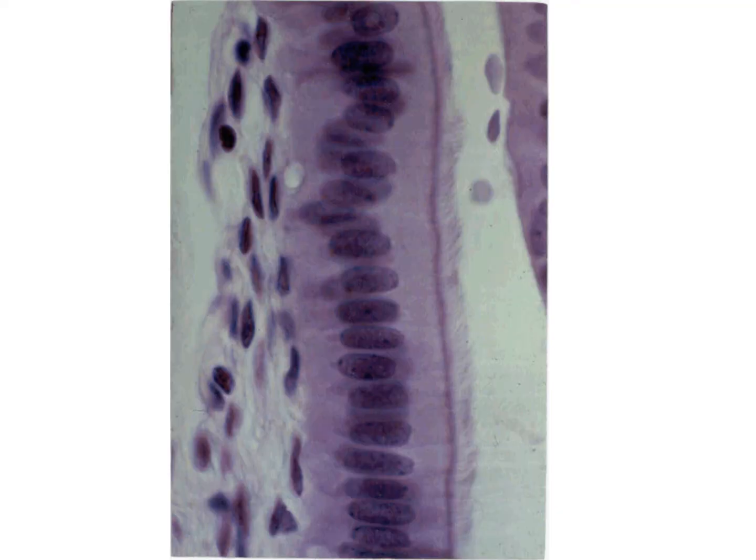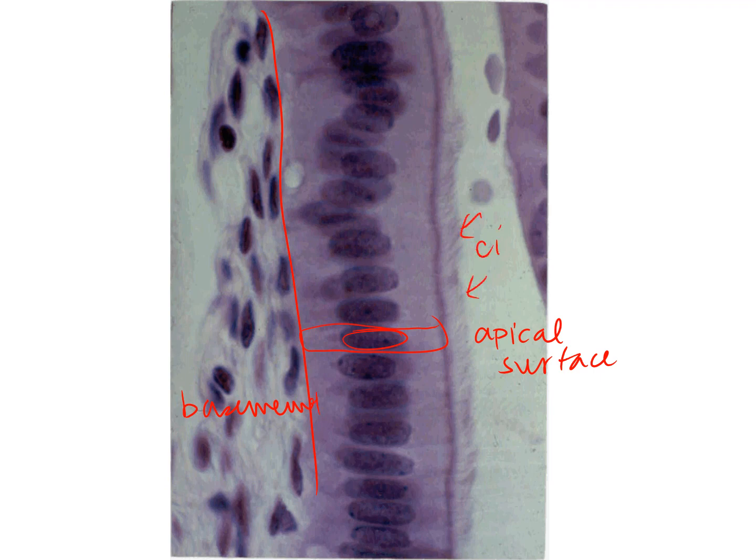Another look at simple columnar epithelium. Notice these really nice column-shaped cells and these oblong nuclei. This here is the apical surface. Where's the basement membrane? Right through there is your basement membrane. Okay, this stuff all along here, what is that? That's cilia. So this must be in a location where we're moving something along.